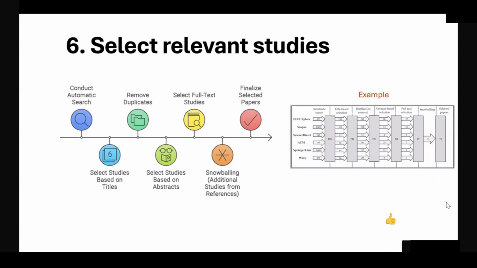And then I did snowballing, which is a step where I went through the references of these 69 papers, and from those references I picked 5 more papers that I also felt were relevant. So my final pool of papers was 74 papers, and this comprehensive process of selection ensures that you do not miss any relevant paper.